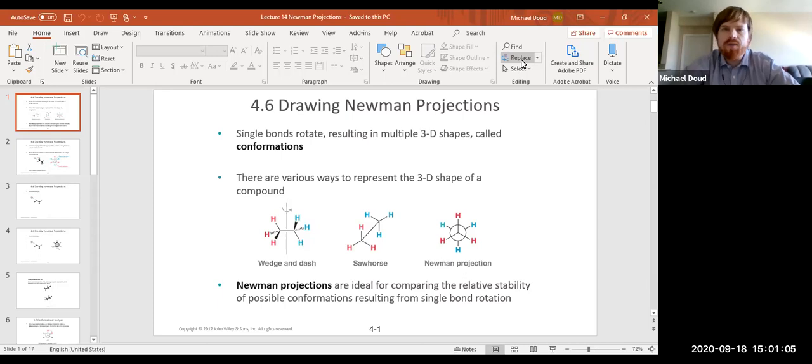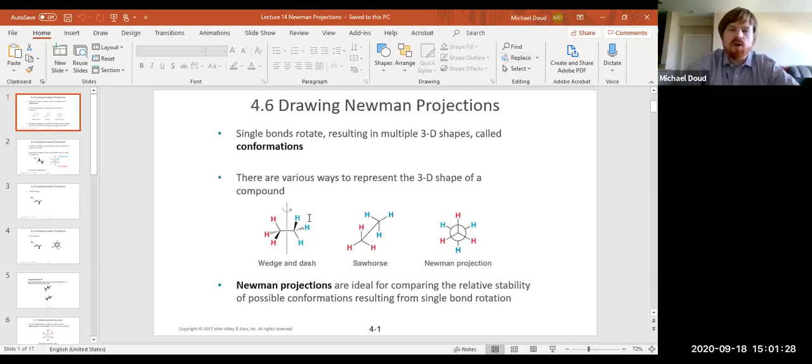So what that means is there's going to be certain ways of rotating that are going to be more stable than others. And using Newman projections is kind of the easiest way to demonstrate what the most stable conformers, or the most stable conformations, are going to be from that rotation. So that's what we're going to learn about.